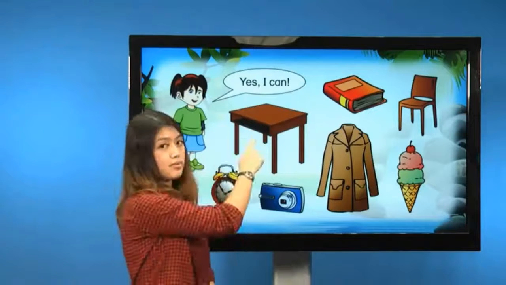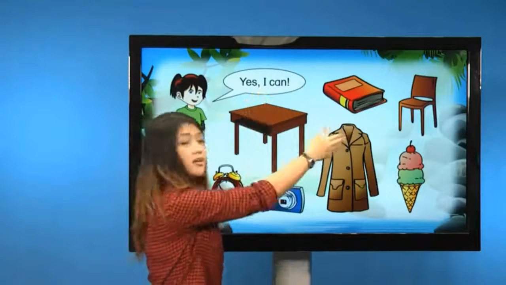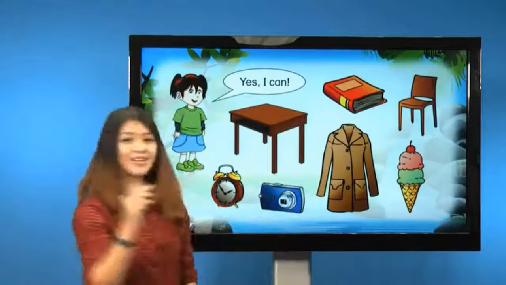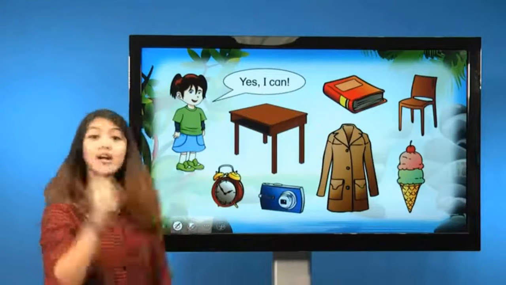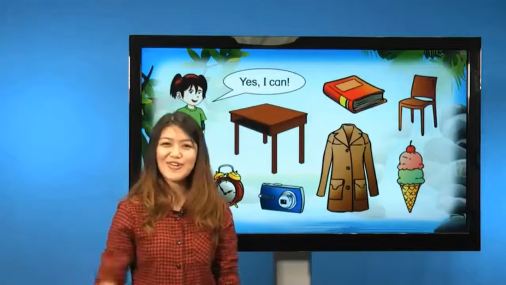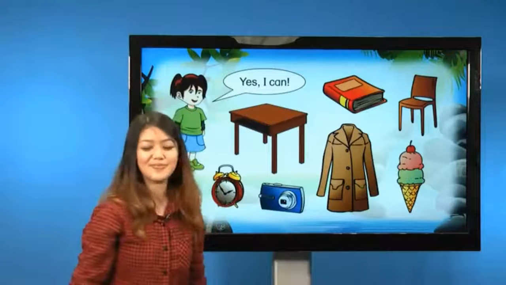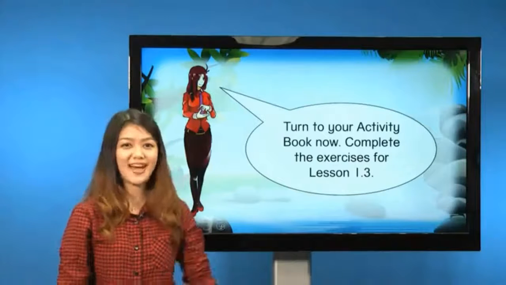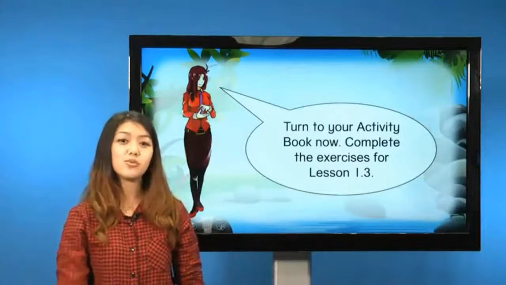First one is table. There's chair, a book, a coat, cameras, alarm clock, and also ice cream. After you finish drawing, you can turn to your activity book and finish lesson 1.3.